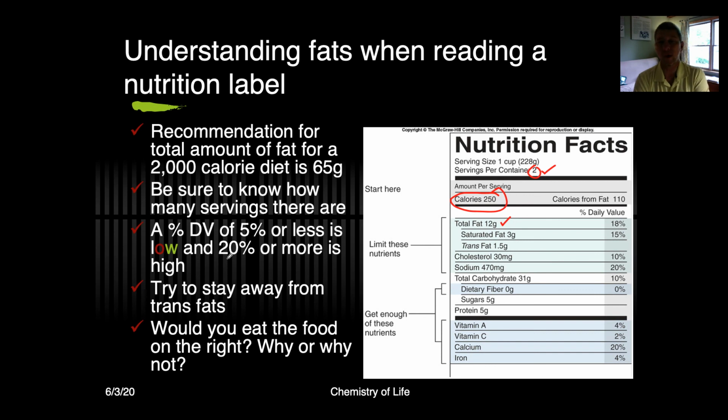Now, what is the food on the right? Well, if you've read your textbook, you'll already know that this is a food label from a box of mac and cheese. 2 servings per container, 18% of your daily value of fat per serving, 20% of your sodium, that's a lot, 10% of your daily carbohydrates, and so on and so on.